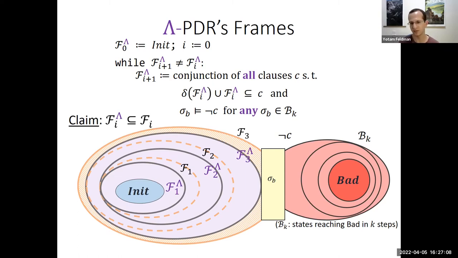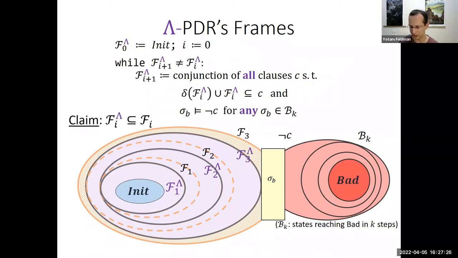Because as sets of states, each frame of PDR contains the corresponding frame of Lambda PDR. So the frames of standard PDR are larger. They contain more states than the frames of Lambda PDR.